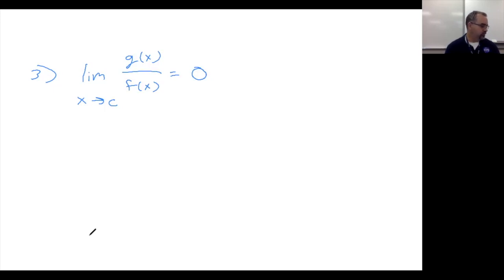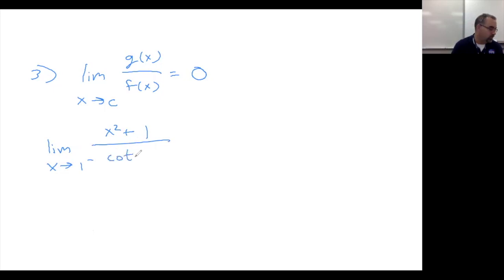So we might see something along the lines of this. Now this is the limit as x approaches 1 from the left, and I've got the function x squared plus 1 over the cotangent of pi times x. Okay, now let's think about that for a second. In the numerator, what do we have? If x is approaching 1, well, that's just 2, right? But in the denominator, what happens to cotangent as we approach 1? Now let's remember, cotangent of x is cosine x over sine of x.